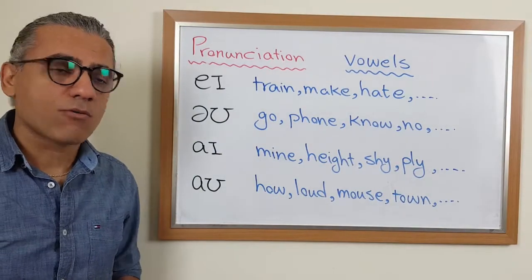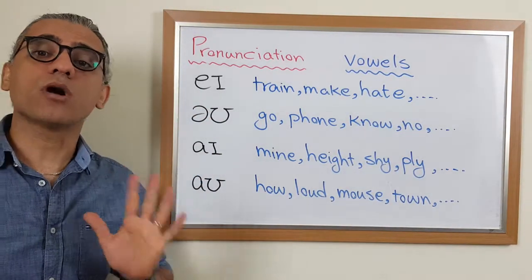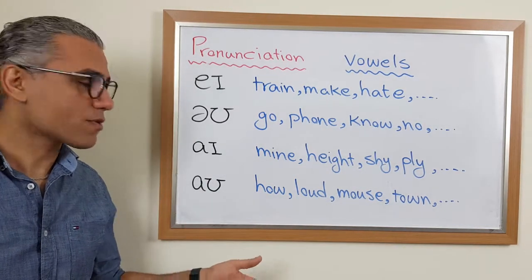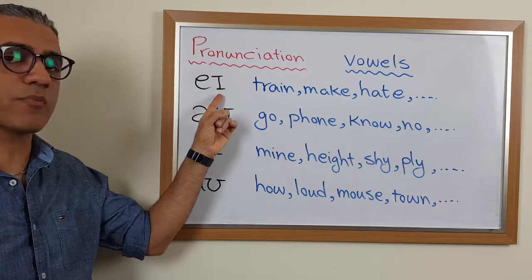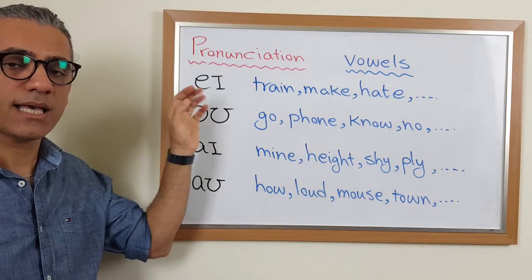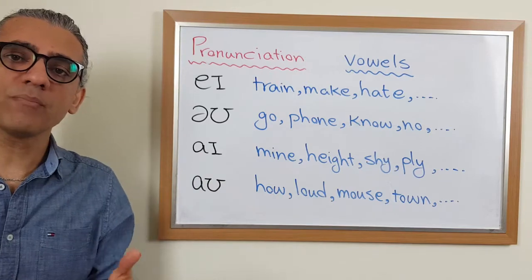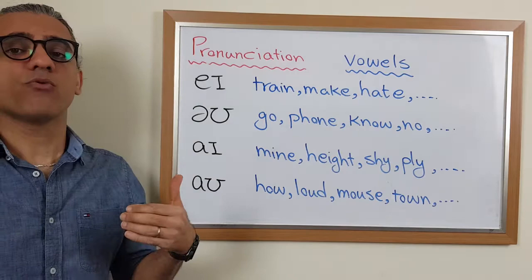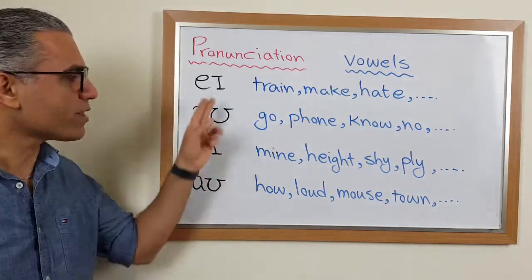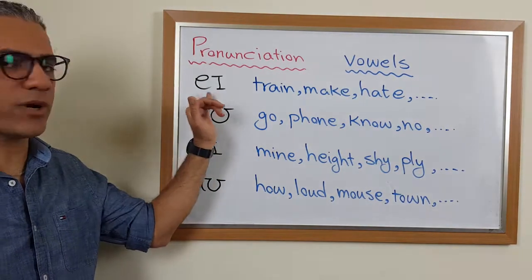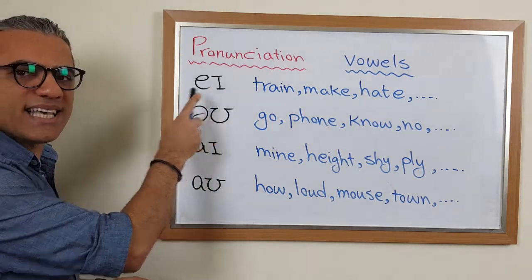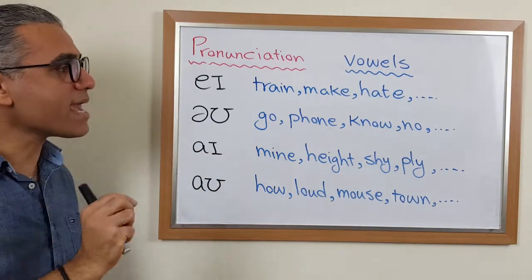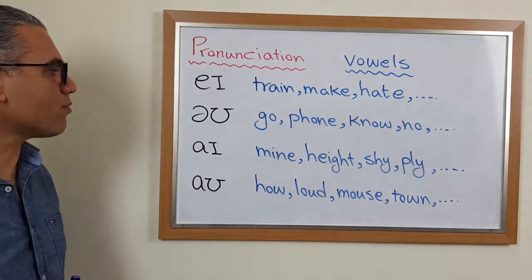The next four vowels are these. These are double sounds. So we are done with the single sounds because this is the combination, for example, of e and i. We call them diphthongs, but you don't need to know that word. You just need to know that we are creating two sounds with each of these symbols. The first one is the combination of e and i, so it is ay, like train, make, hate, and so on.